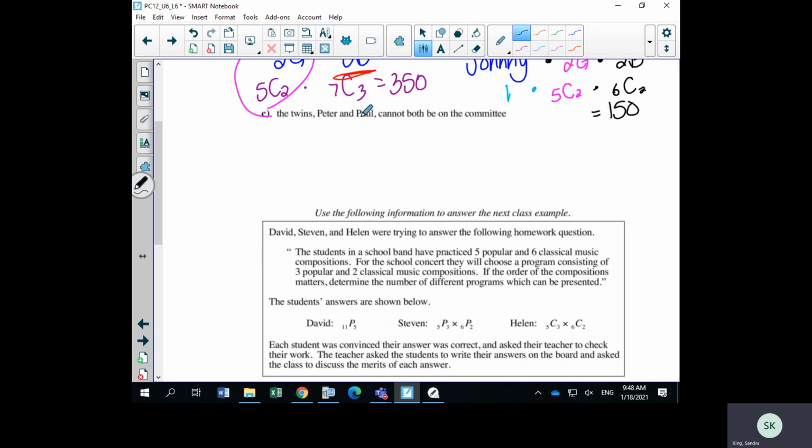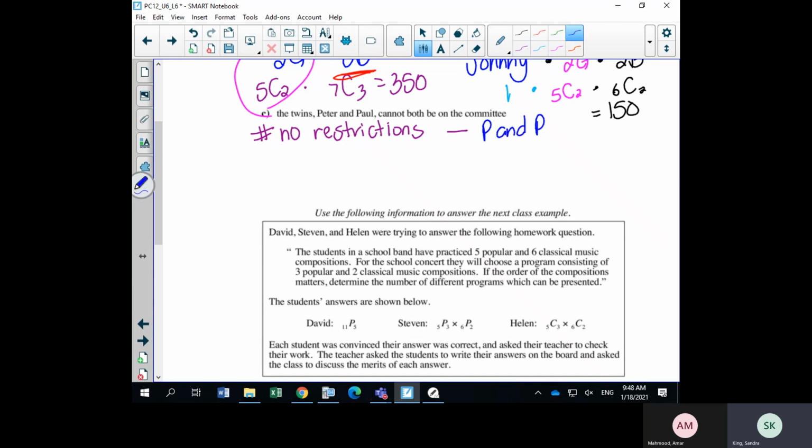So the complement of Peter and Paul can't both be on the committee is how many ways can Peter and Paul be on the committee? So it's going to be the number with no restrictions minus the complement, which is Peter and Paul on the committee.